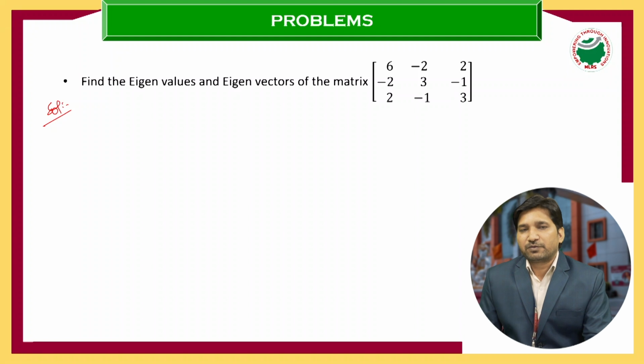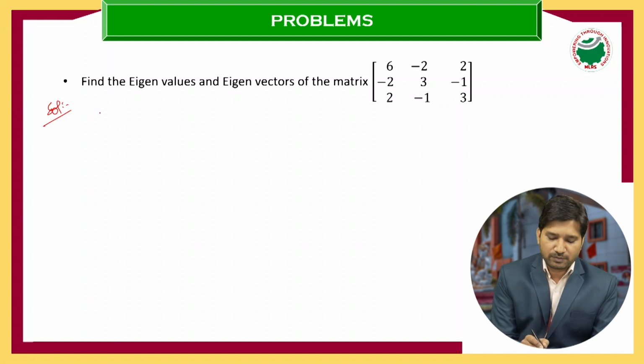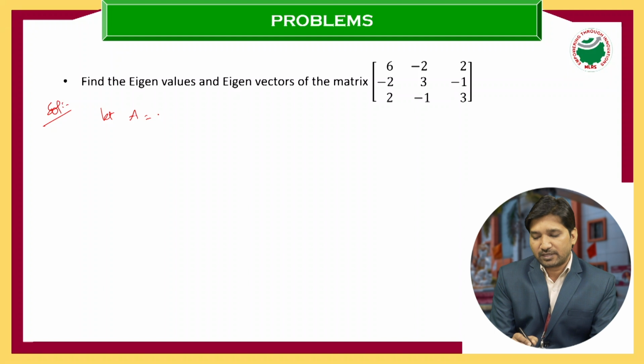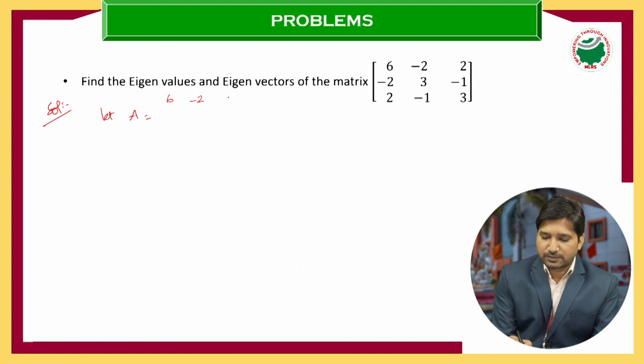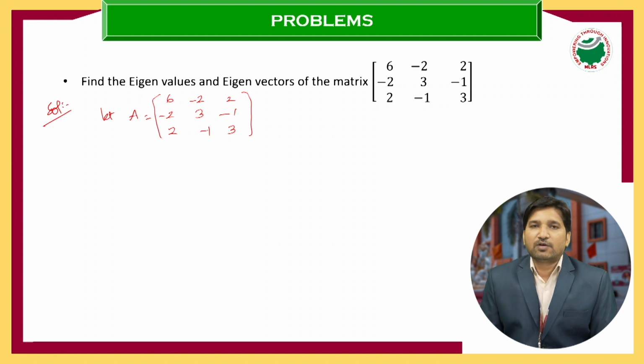First we have to find the characteristic equation of the given matrix. Let us assume the matrix is A. Let the given matrix A equal to [6, -2, 2; -2, 3, -1; 2, -1, 3]. Now find the characteristic equation of the given matrix.